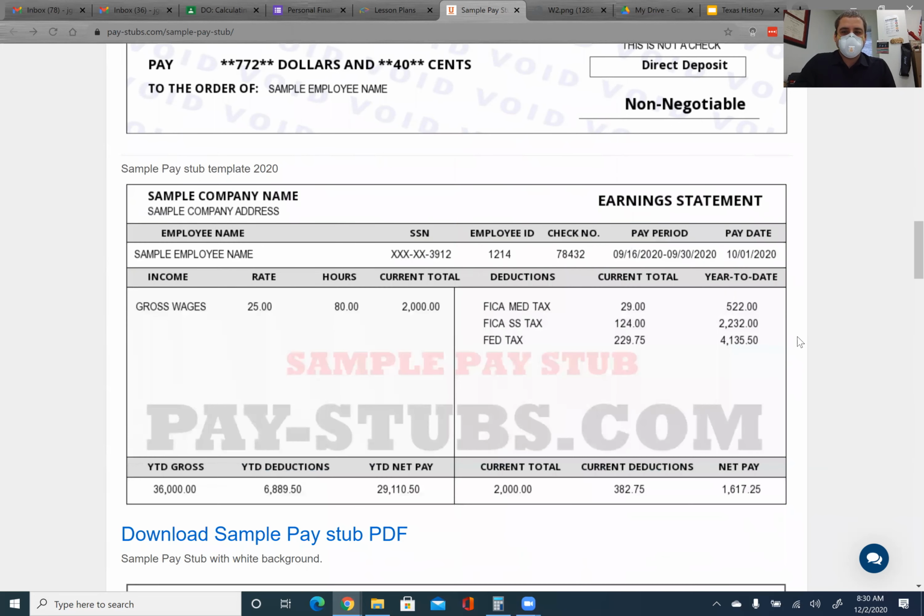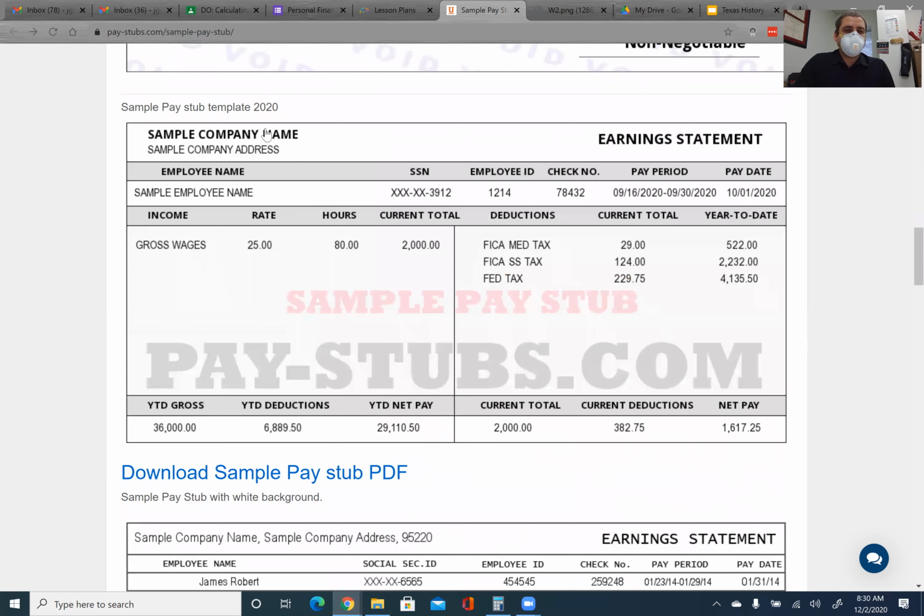Okay, and we can look at another sample one. It's a different individual, but this pay period is from September 16th through the end of the month. And you can see that they're working 80 hours over 2 weeks, 40 hours a week, because this is covering a 2-week period. They're getting paid $25 an hour, so they get $2,000. And you can see the year to date has grown.